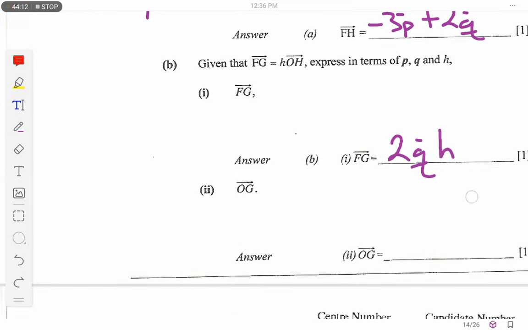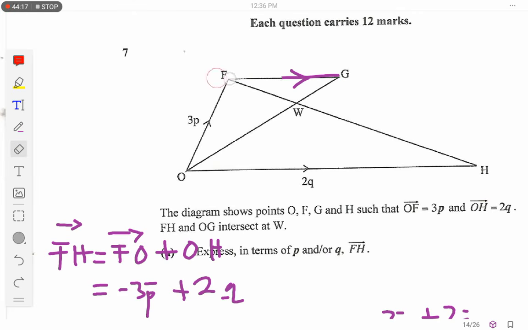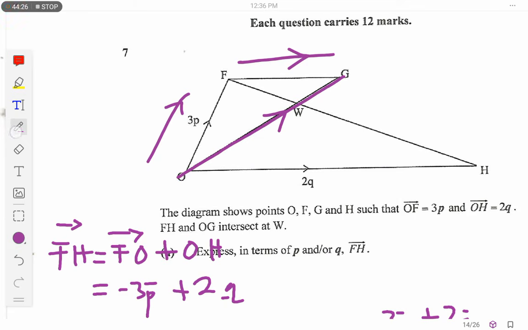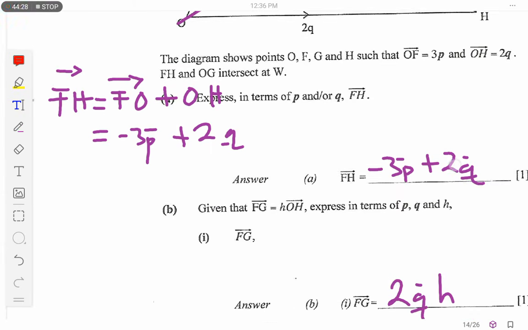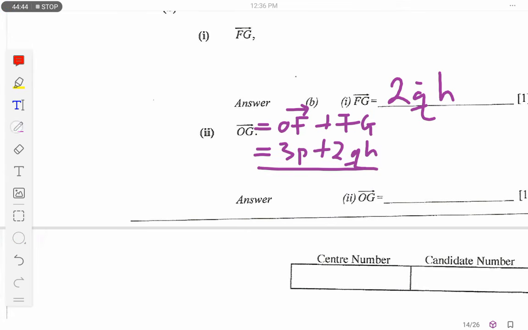Then OG, let's see OG. Where's our OG? OG is O to G like that. So we can move via OF and FG that we have just calculated. So we have our OG being equal to OF plus FG. So this will give us 3P plus 6Q. So this is the final answer there.